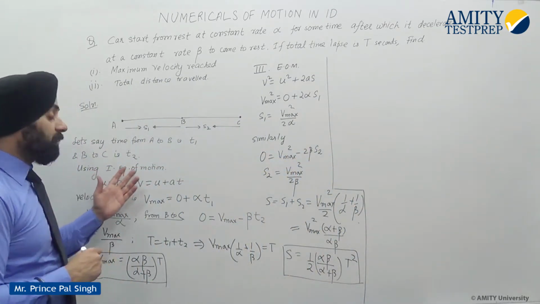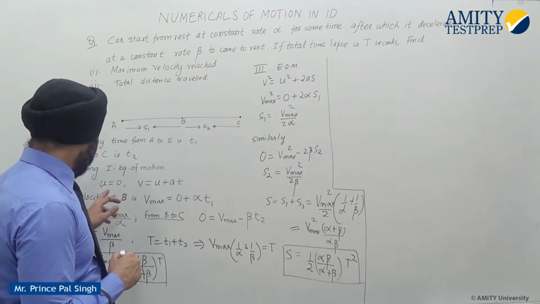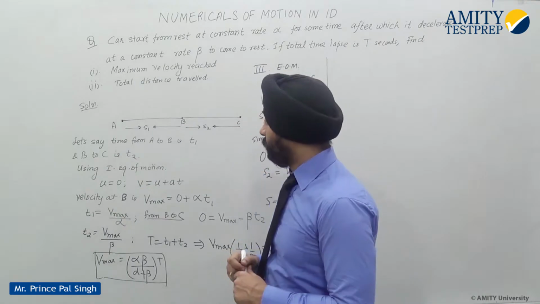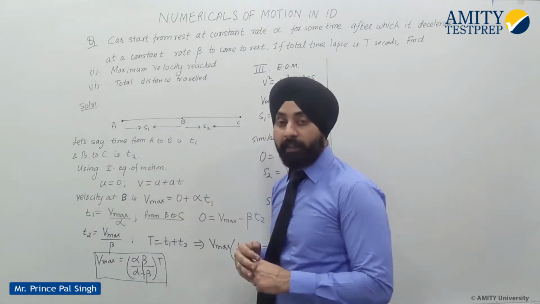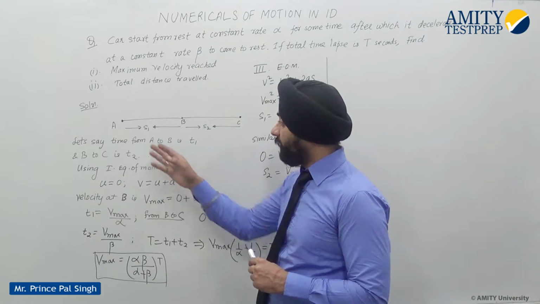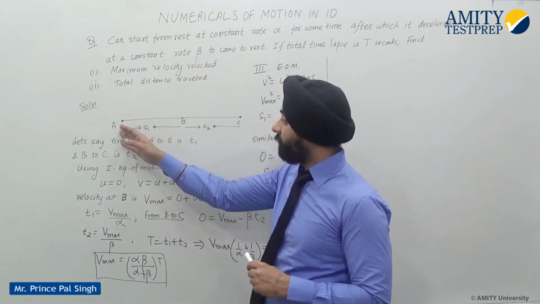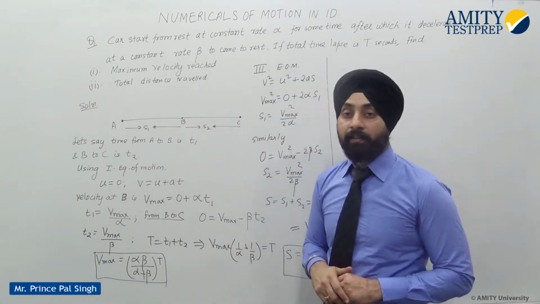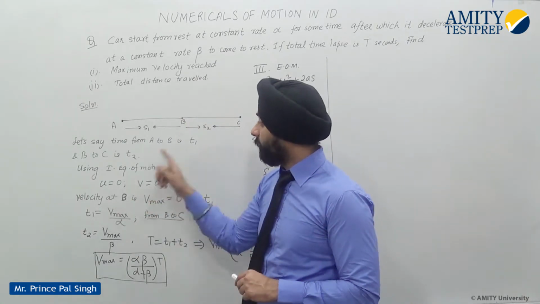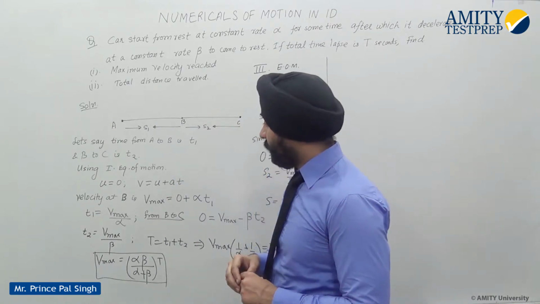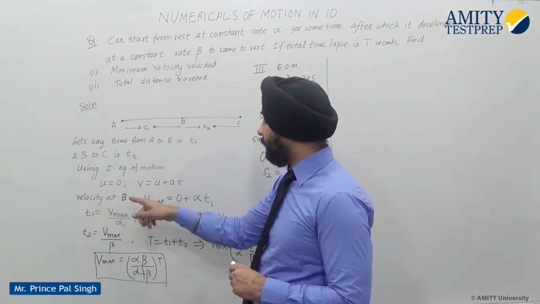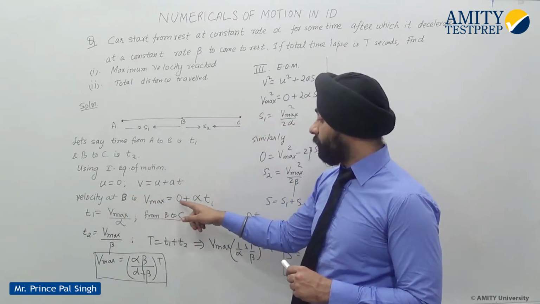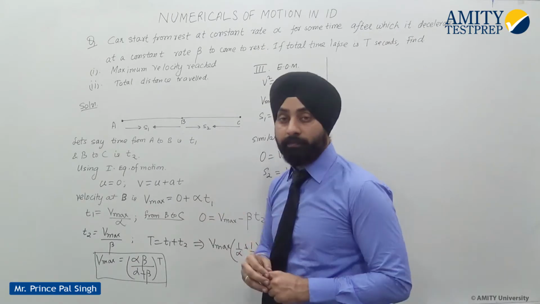So now, using the first equation of motion, v equal to u plus at. The initial velocity at A is 0. The time taken from A to B is t1, and the final velocity at point B is Vmax, the maximum velocity. So if we apply this, we get the velocity at B is Vmax equal to 0 plus alpha t1.